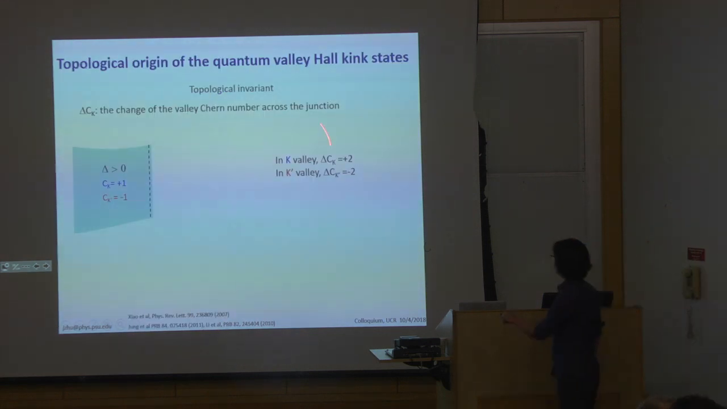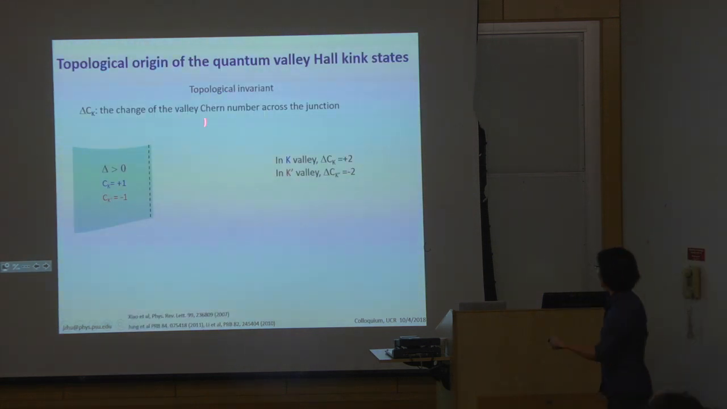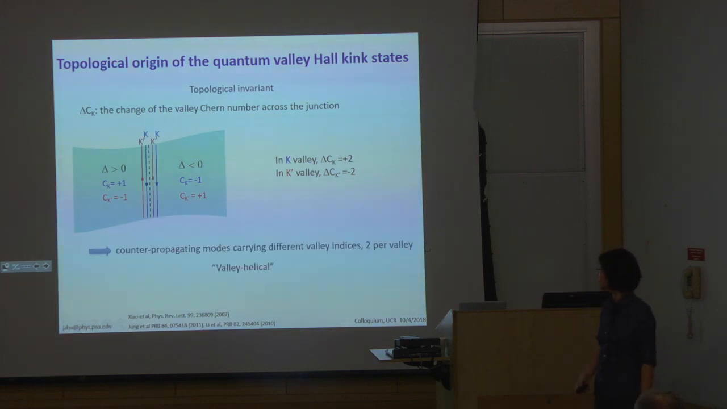Okay. So this is for the theorists in the audience: the valley Chern number is not a good topological invariant, but the change of it across the junction is a good topological invariant. And my positive gap side has plus/minus 1 for the two valleys, and my negative gap side has these two flipped. Remember, the physics is contrasting in K and K prime. A lot of them are in these hexagonal materials. Right? So I have a Chern number change of plus 2 and minus 2 for these two valleys. And that should give me two pairs of counterpropagating states.